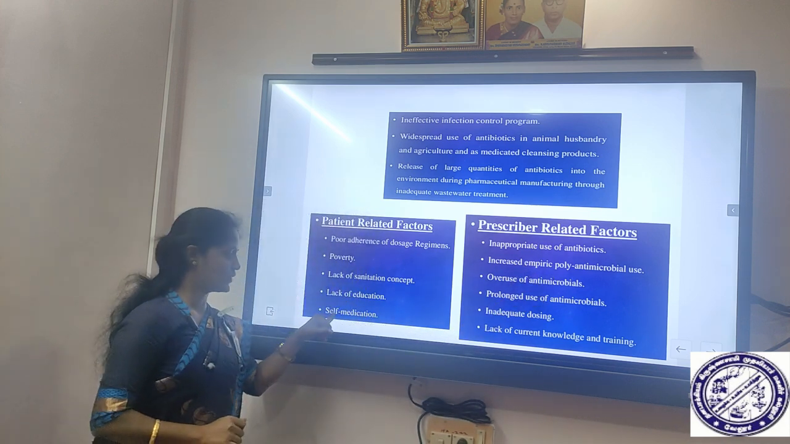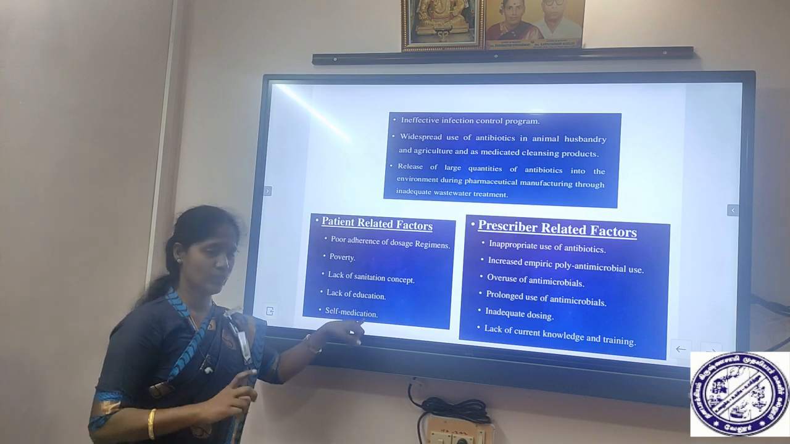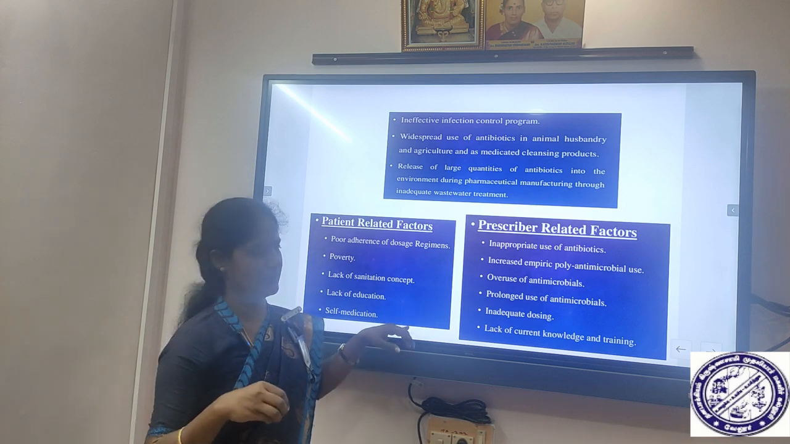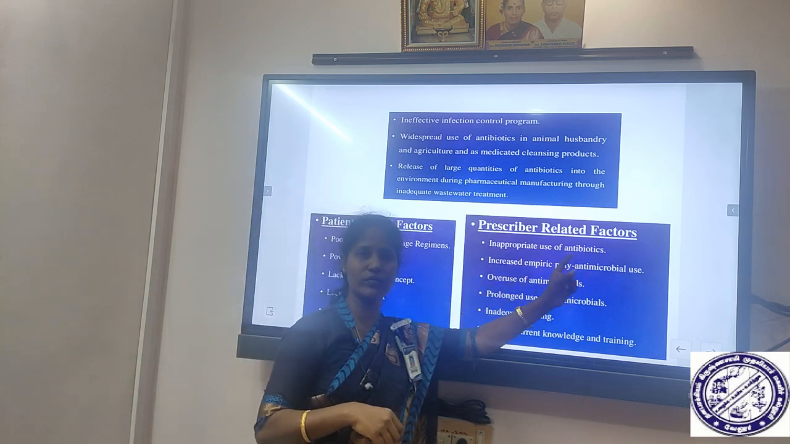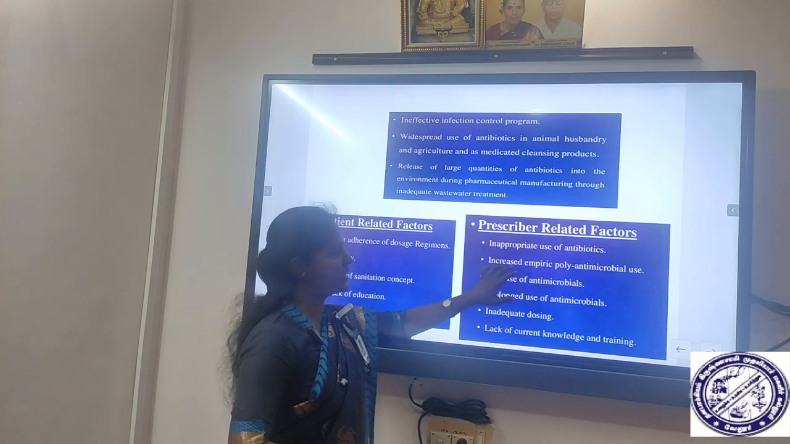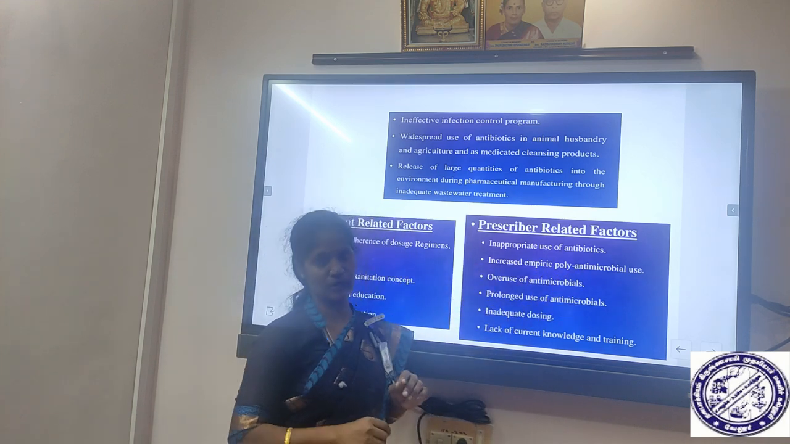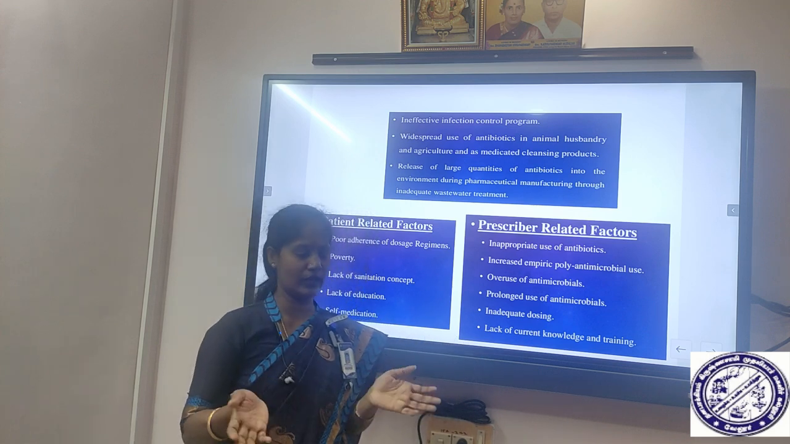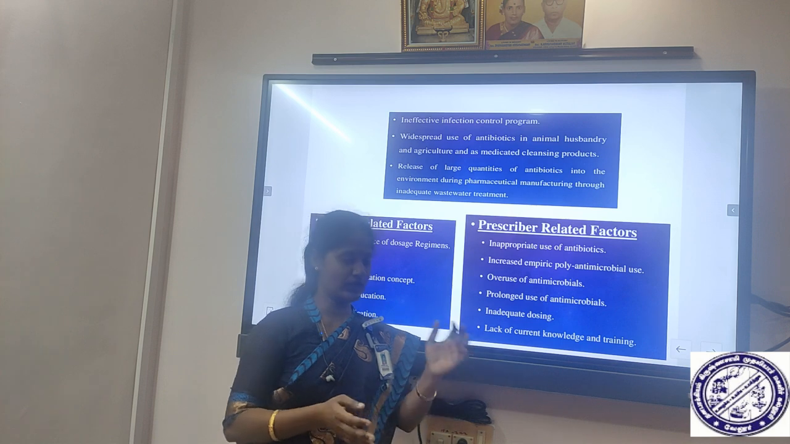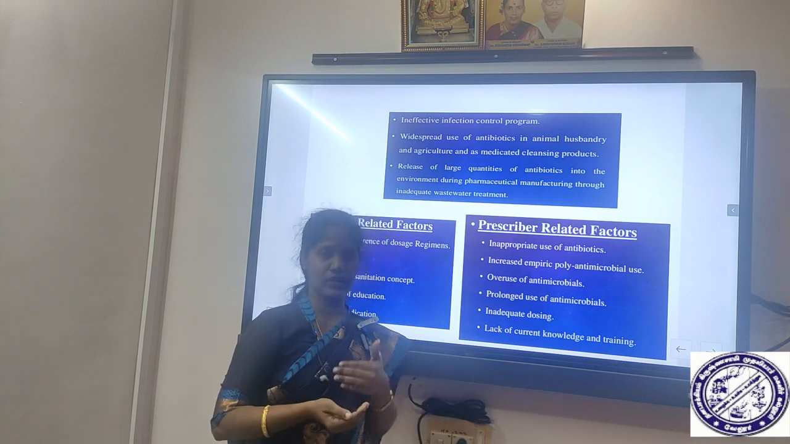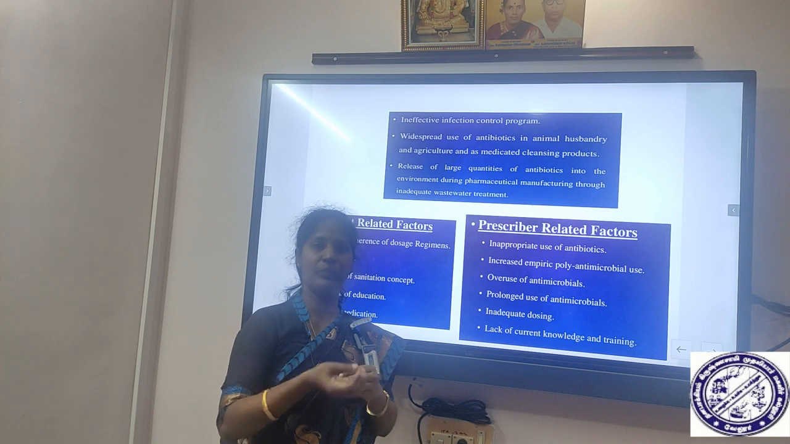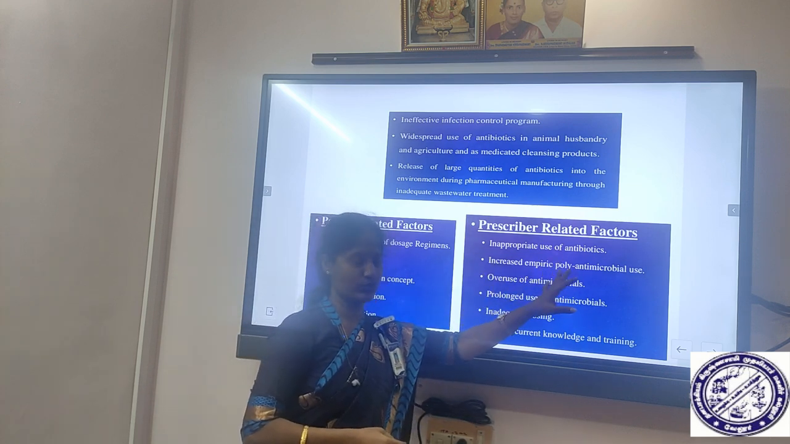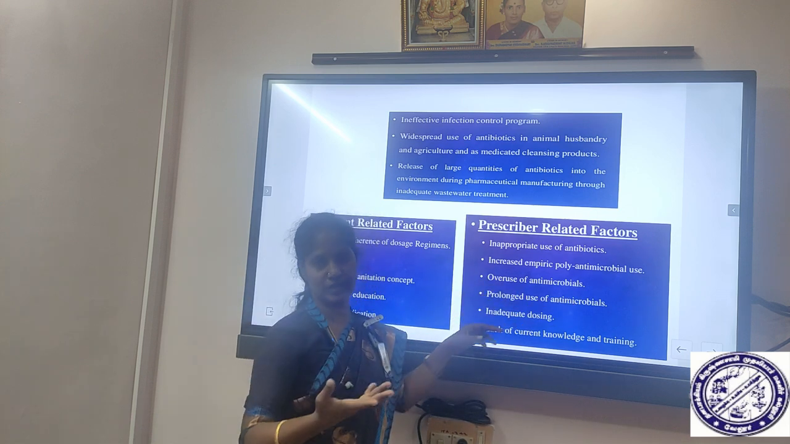Otherwise we won't take the correct medicine. See, in case of self-medication, we are taking it without the doctor's advice, so we are not taking the proper antibiotic. That is called inappropriate use of antibiotic. And increased empiric antimicrobial use. Poly means many. So instead of taking only one antibiotic, we go for a combination of antibiotics. Azithromycin, erythromycin and streptomycin, these three will be taken altogether. That is called polyantimicrobial use.